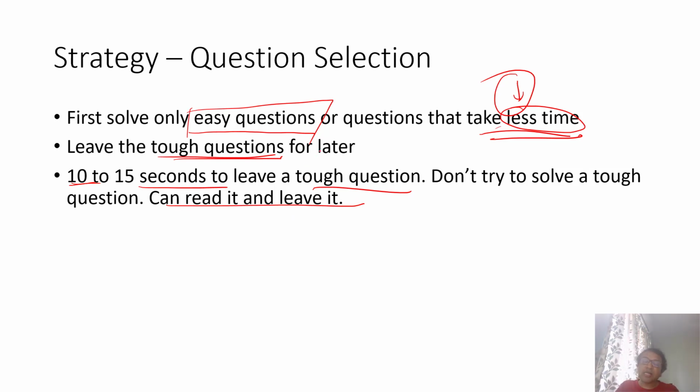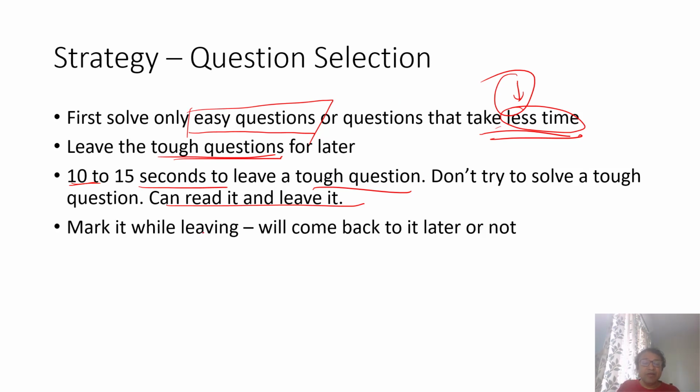Okay, there will be easy questions, there will be tough questions. You can always come back to the questions later if you have time, but that is only possible if you learn to leave tough questions fast. When you're leaving a question, mark it. If you feel a question is too long and you're definitely not going to come back, then write the question number and say that I'll never come back to this question.